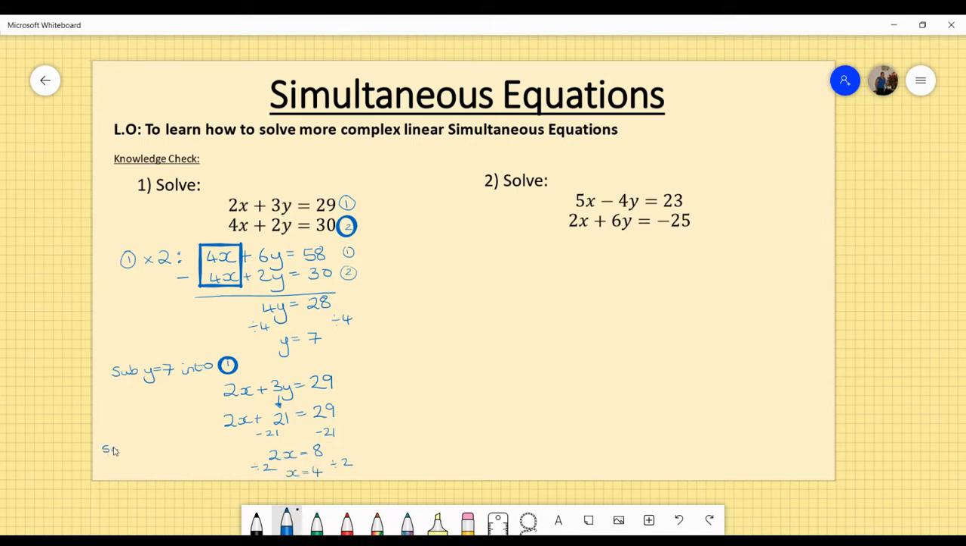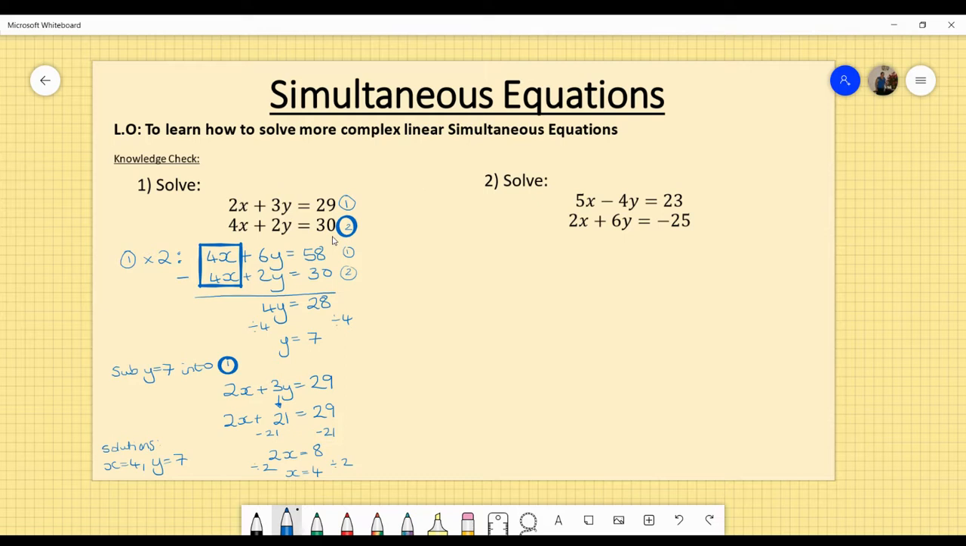So my solutions at this point, okay, are x is equal to 4 when y is equal to 7. Remember, you can check it in the other equation that we didn't use, so that was equation 2. 4 times 4 is 16, added to 2 times the 7, so that's 14. 16 add 14, it does in fact make 30. So again, we can self-check and make sure that we have it correct.